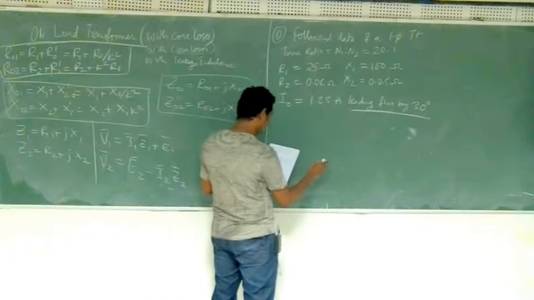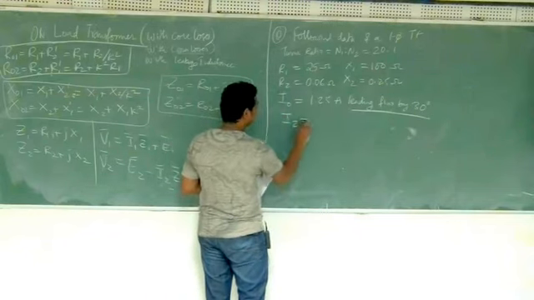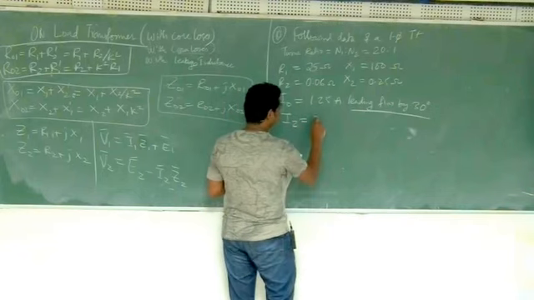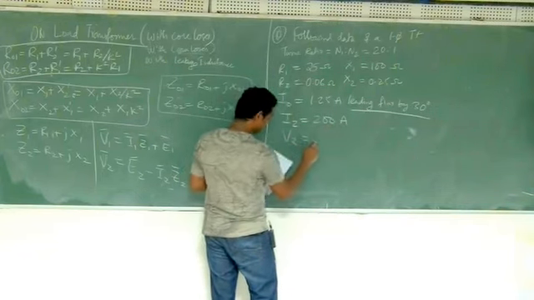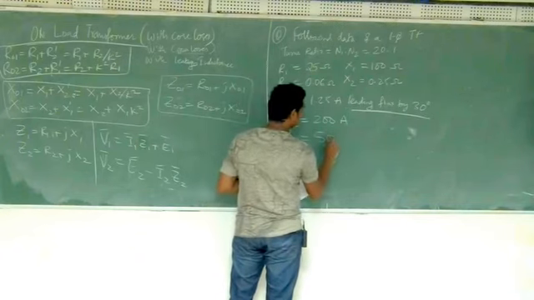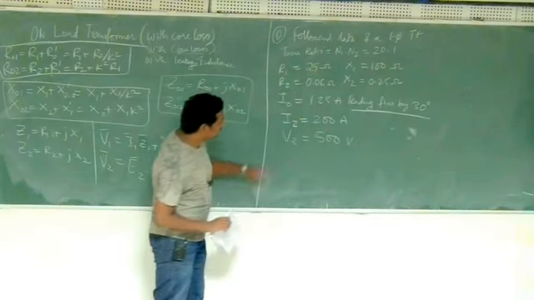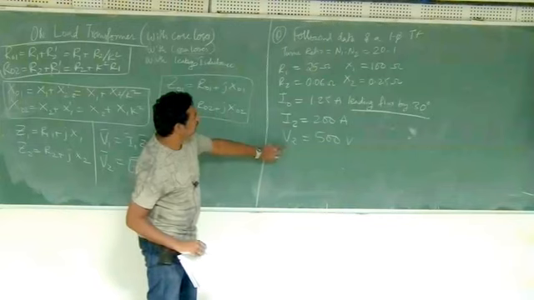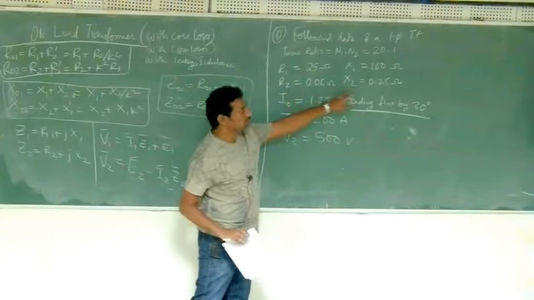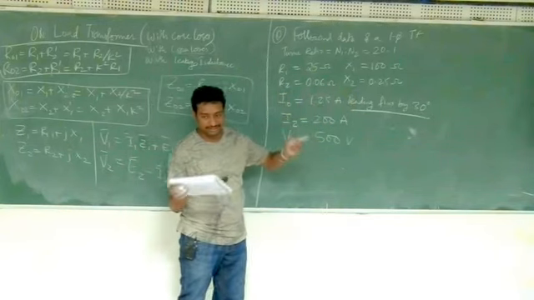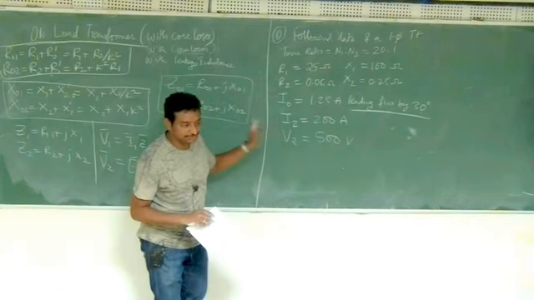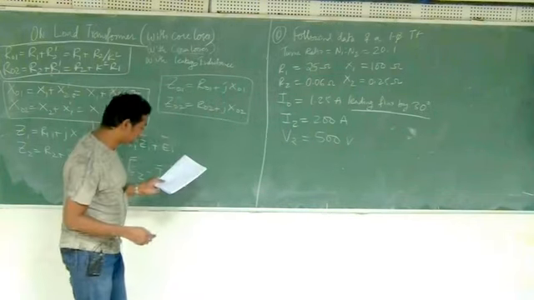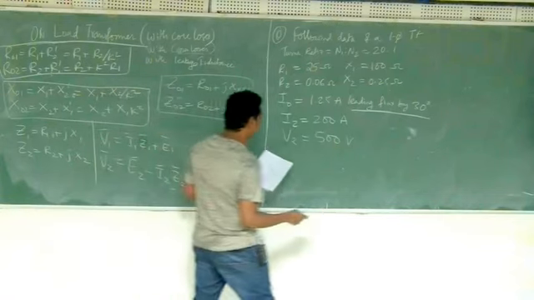Now the secondary: I2 equal to 200 amperes, terminal voltage V2 equal to 500 volts. Notice that R2 is also given, X2 is also given. So that means some voltage drop is already there. So E2 will definitely be more than 500. You will find that from your calculations. And the power factor, okay.